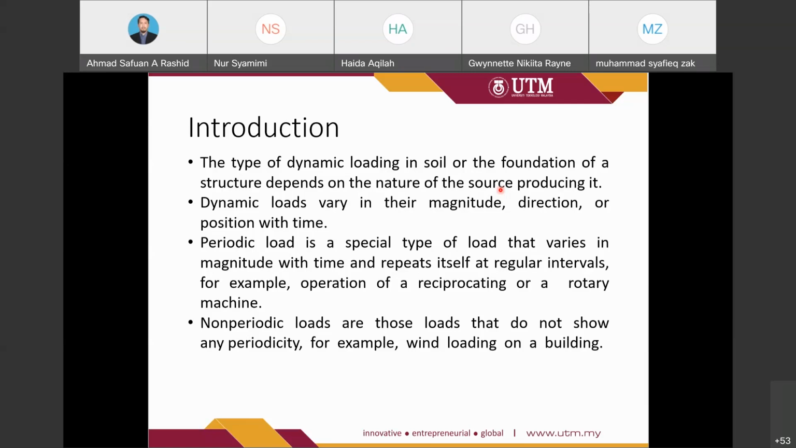There will be loads that we know about in routine, for example, from 8 to 5 they will operate a machine. So that is a predictable load. However, for an event where we don't know when it will occur, we call it a non-predictable load.